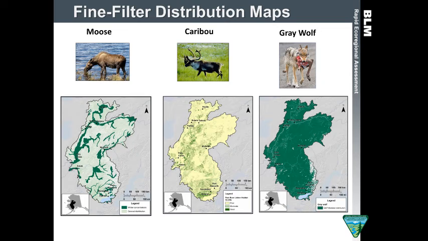And then this is just another example of a distribution map for gray wolf. Again, this came from the GAP models, and you can see gray wolf occur pretty much everywhere within the REA, except in areas of ice and snow, these higher areas. Oops, for those of you, if anybody's still online. Over here, north of Lake Clark.